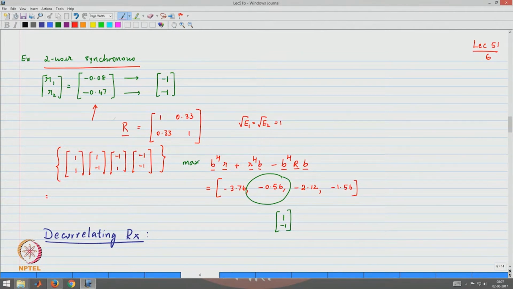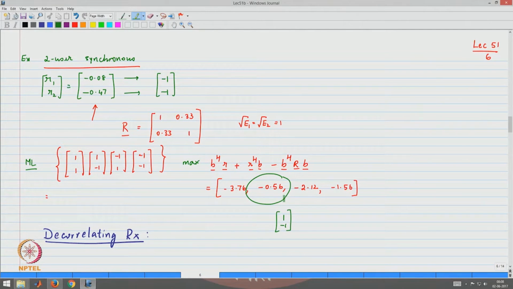We are given that the correlation matrix is [1, 0.33; 0.33, 1], and using this information we first estimate the maximum likelihood solution. Maximum likelihood requires us to try all combinations. All combinations would be 4 possible combinations of the transmitted vector. For each of those we have computed the metric B Hermitian R plus R Hermitian B minus B Hermitian RB, and with that we are looking at the following different values of the metric, to find out which is the maximum.